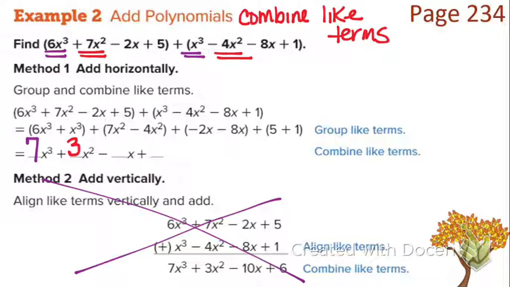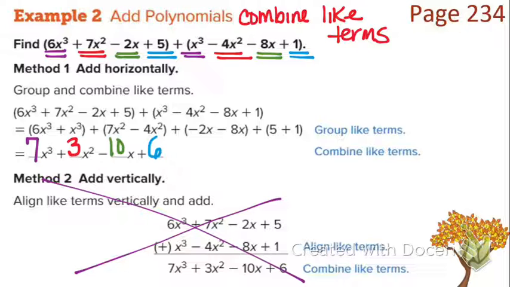Okay. And then we have a negative 2x and a negative 8x. What's negative 2x plus negative 8x? And they already have the negative in front, which is why I'm just putting a 10. And then lastly, we have a 5 and a 1. And what's a 5 and a 1? 5 and 1 together gives you what? 6.